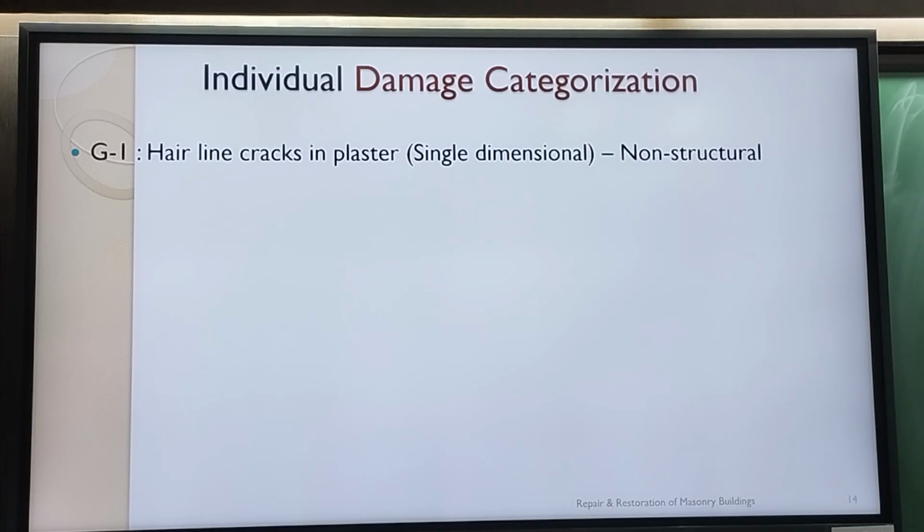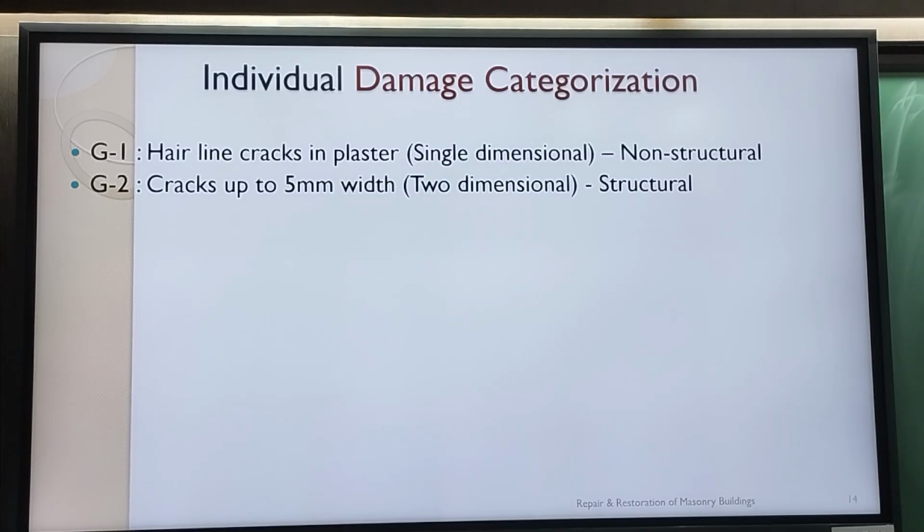Alright, now individual damage categorization. Grade 1, this is what you call a hairline crack, and more often than not it's just in plaster. Even without any kind of disaster, you can have lots and lots of cracks in the plaster for a variety of reasons. Okay, so it's basically a non-structural crack. But you can also have cracks in masonry. Okay, it is not just plaster cracks. They can also be in masonry, but they are really hairline. You cannot measure their thickness.